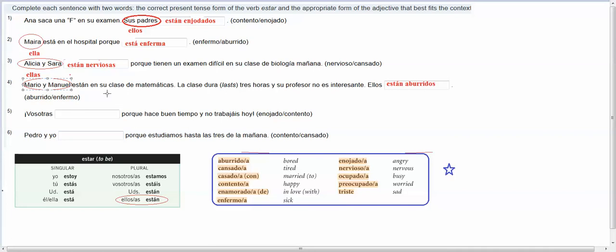Mario y Manuel. Por ellos. Okay. Vosotras blank porque hace buen tiempo y no trabajas hoy. And we've got exclamation points. So enojado is angry, contento is happy. If it's good weather and you're not working, you're probably happy. So I'm going to put estar here. The estar for vosotros is estáis. So I'm going to change my estar to estáis.